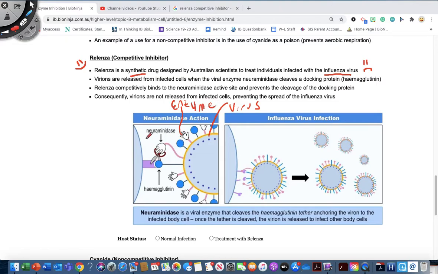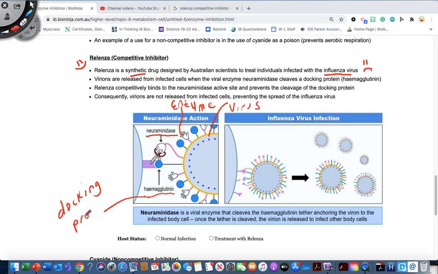And the enzyme has a name. The enzyme is called neuraminidase. Remember, everything that ends in -ase is usually an enzyme. So this enzyme belongs to this virus. Now, in addition to having an enzyme, this virus also has a docking protein called hemagglutinin. So this is a docking protein.